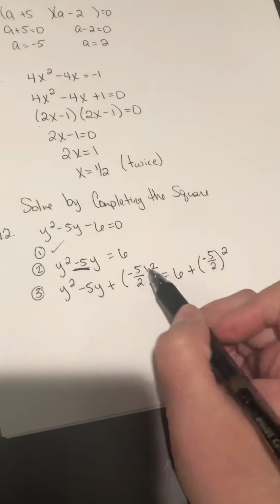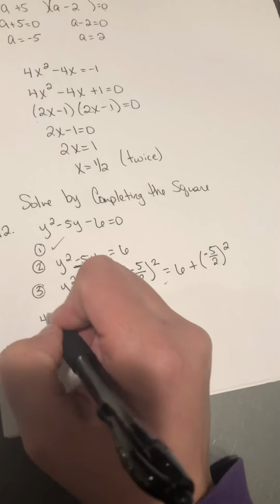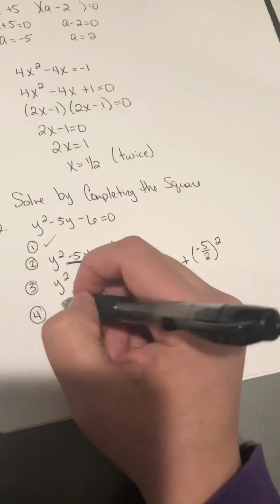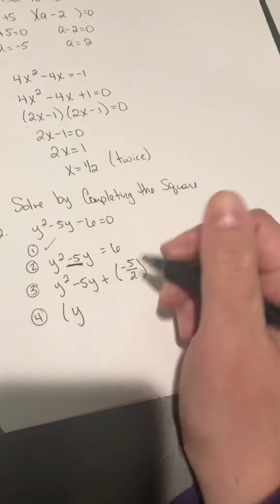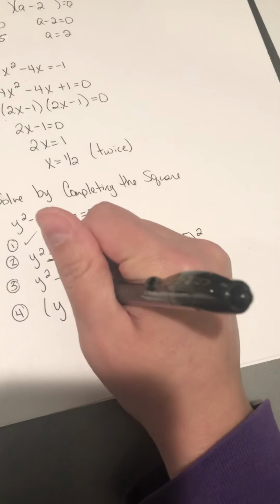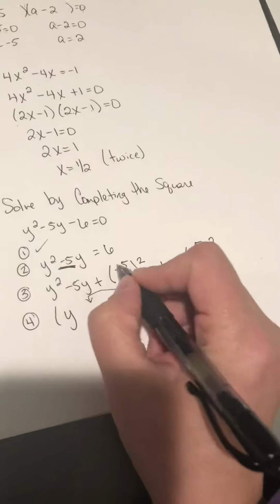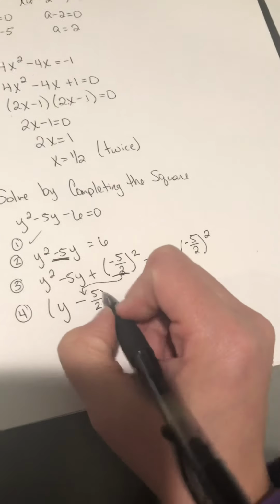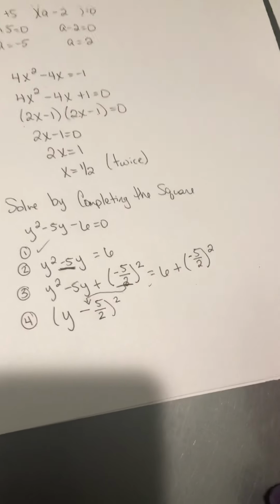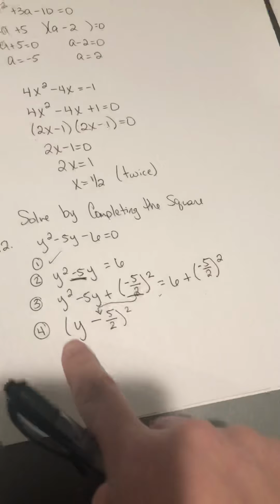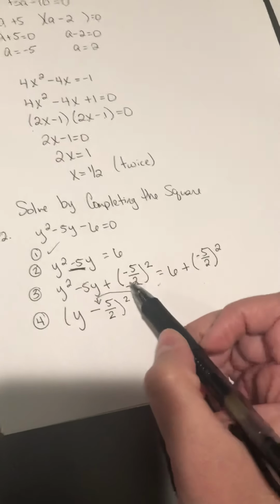But the reason I write it this way is because then this side now will factor into y, and then whatever you've put in parentheses here slides into the spot. So I've got negative 5 halves, which means I'm going to do minus 5 halves squared. That's what that factors into. So you've completed the square. You've added this in so that you can write it as something squared.